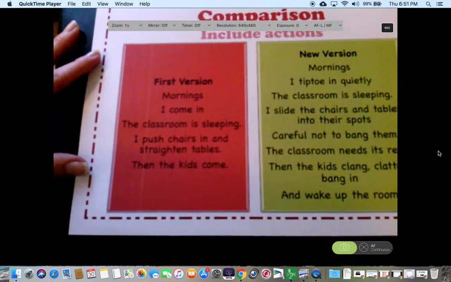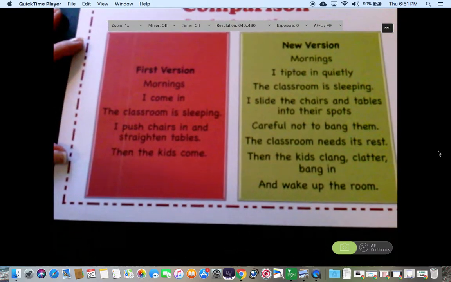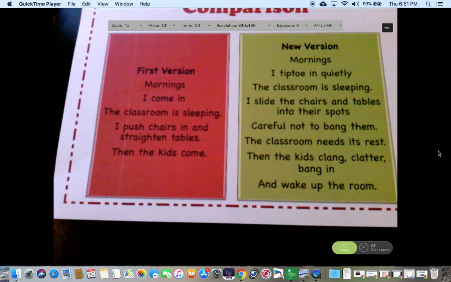And the second one says, mornings. I tiptoe in quietly. The classroom is sleeping. I slide the chairs and tables into their spots, careful not to bang them. The classroom needs its rest. Then the kids clang, clatter, bang in, and wake up the room.